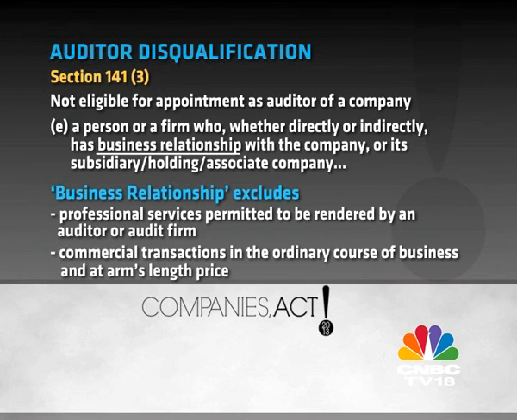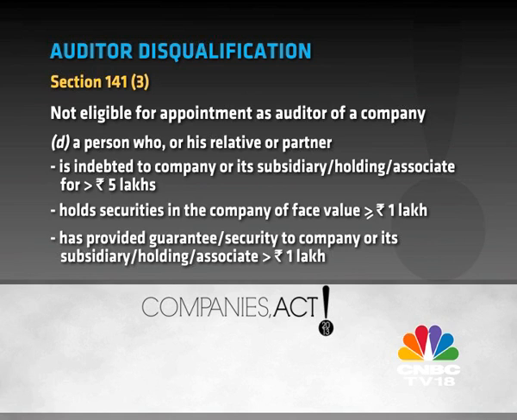Thankfully, the rules clarify that permitted non-audit services and commercial transactions in the ordinary course of business and at arm's length are not included within the definition of business relationship. So, if an auditor buys airline tickets from an airline, such a business relationship is not a disqualifier. But Section 141 also says that a relative of an auditor should not owe the company more than 5 lakh rupees and cannot hold securities of the company of more than 1 lakh rupees in face value.